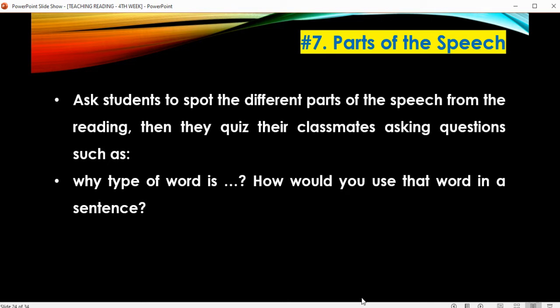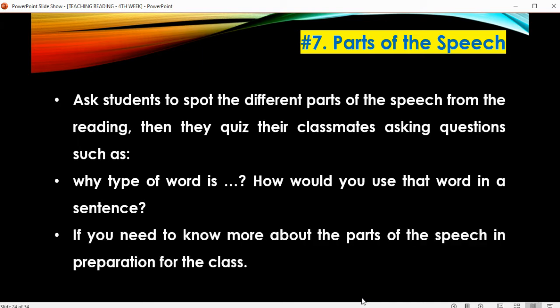Notice that you can divide them in pairs or in groups, and you can create a contest. They love making a competition, so you can make your students compete with each other. Which group identified the different types of words, and how can we use this word in a sentence? Now notice here you can create a competition. If you need to know more about the parts of speech, we have seen this in syntax: the different types of words, what is a noun, what is a verb, what is an adjective, and so on. So you can do this activity too.